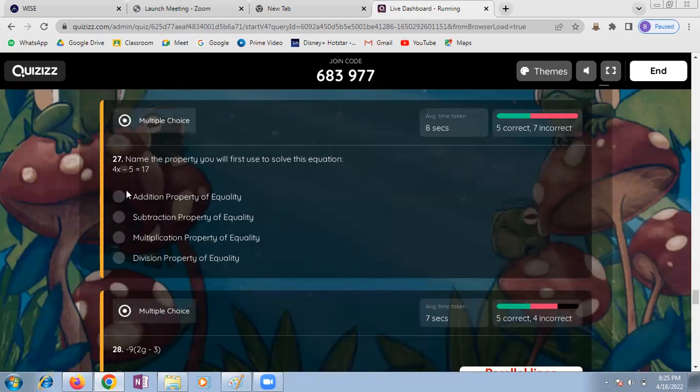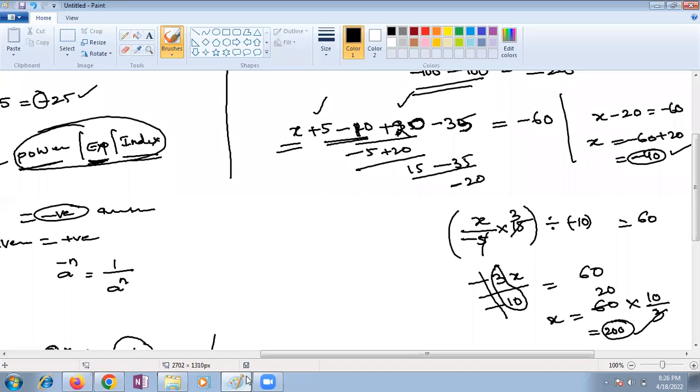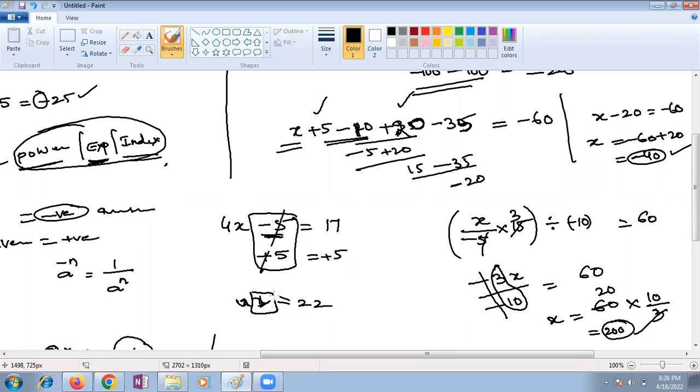Ma'am, I did not understand. Okay, can I help you using the board? Yes, ma'am. 4x minus 5 equal to 17. First, you need to remove this constant. To remove the constant, I should add positive 5 on both sides. So if I add positive 5, this becomes 0. So 4x equal to 17 plus 5, how much, Nana? 22. So x is equal to, if you further divide, you can use the division property to remove this 4. So first we are using only the addition property now. Okay, ma'am. Bye, ma'am. Yes, bye, Nana.